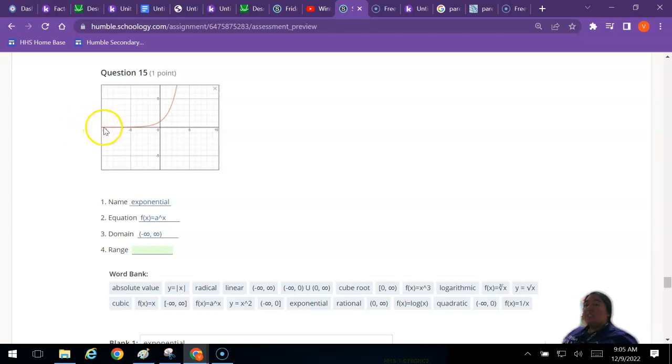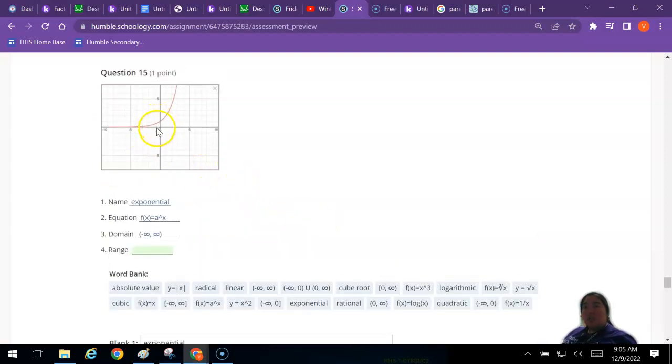-10, right? But technically there's an arrow there. And that means what? It keeps going. And does it ever stop going to the right at all? No. So that's why it's like that. Now range. What's my lowest y? What does it look like?